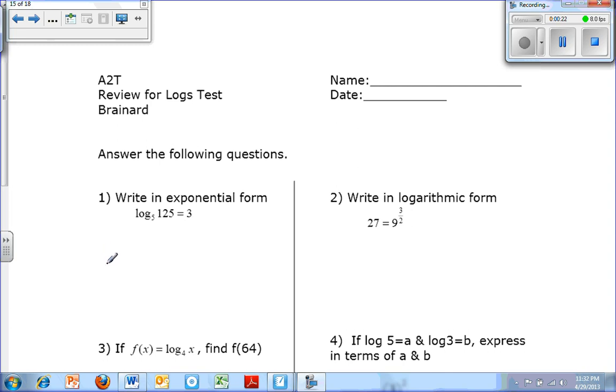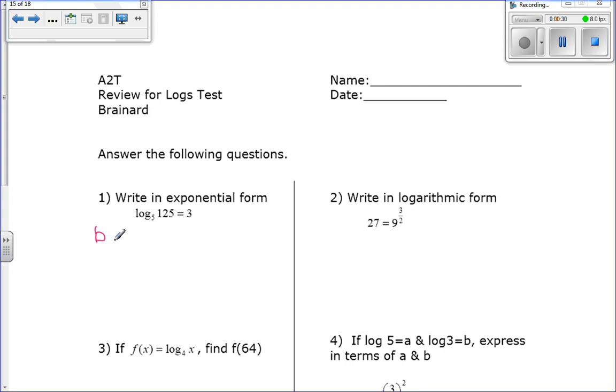Alright, for number 1, it says write in exponential form. I have log base 5 of 125 equals 3. So I need to determine what b, e, and n are, and I need to put this in BEN form. My base is the little number, the subscript, which is 5. My exponent is what the log is equal to. Remember, the log is just an exponent. And my number is 125.